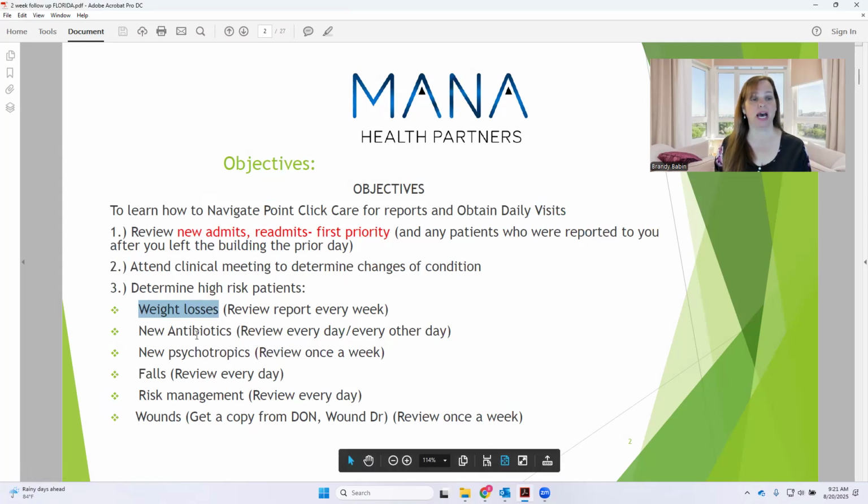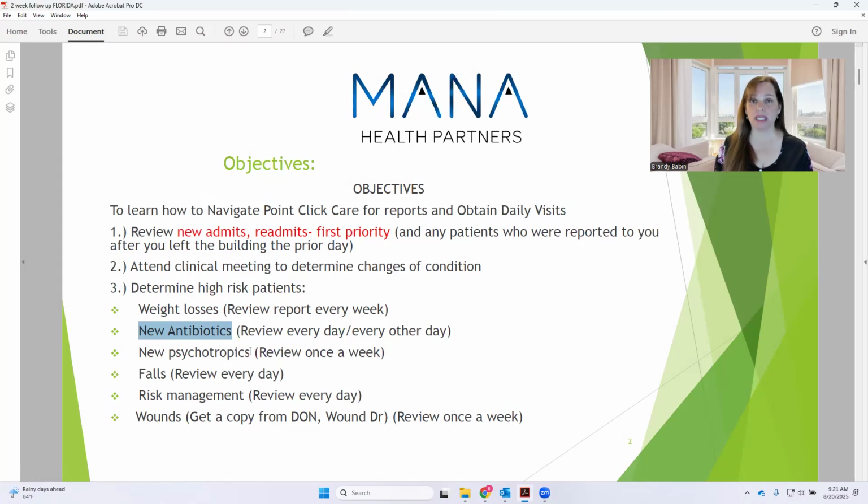We're going to look at high-risk patients, so that includes weight losses, and we're going to pull that report every week. New antibiotics, I pull every single day. I want to know if there are any new antibiotics, and I want to be reminded of those that are on the high-risk antibiotic list. So any ertapenem, imipenem, any IV antibiotics, any Dapto that are on for 6 weeks, Vanco. I want to see those on a daily basis, but you can run the report every day or every other day, and that would be fine.